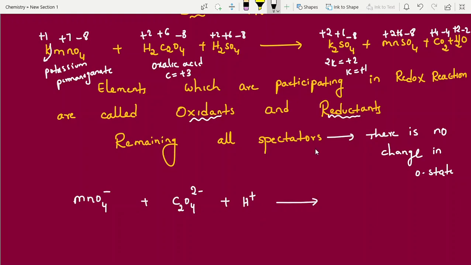And afterwards, potassium sulfate, no need to write. Next, manganese. If you write it in ionic form, Mn +2. Sulfur, oxygen, no use here. And carbon dioxide. You can take the equation like this. If you want to take water also, you can take it. Water is also a neutral compound, no change, so no need to write. So finally, what is the main equation? This is your main equation.